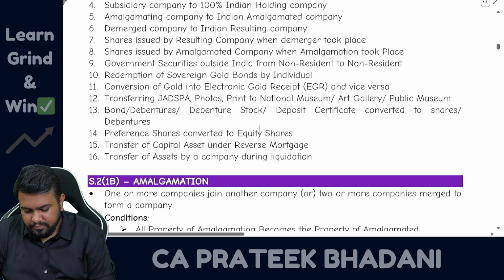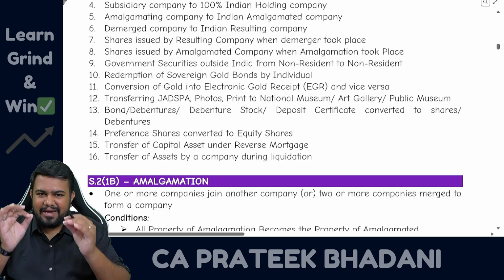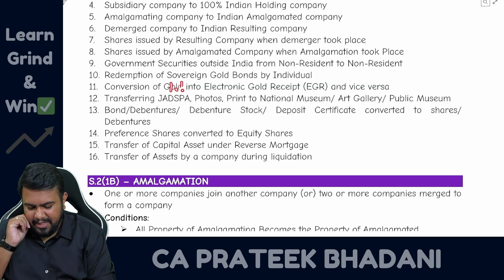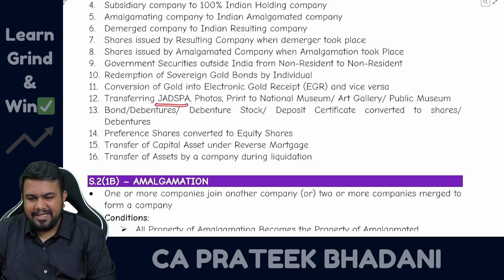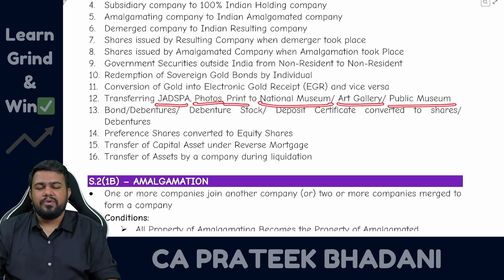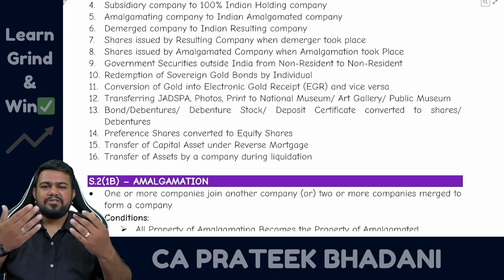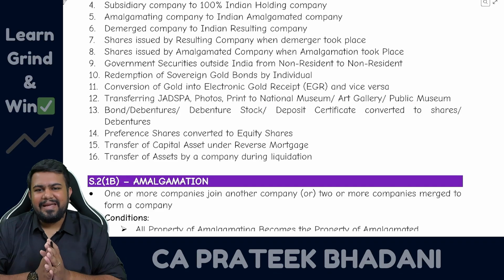Next one: transferring JADSPA. What is JADSPA? Jewelry, archaeological collection, drawing, sculpture, painting, any other work of art. Transferring all these assets to the National Museum, Art Gallery or Public Museum: when you transfer these types of assets there, you need not pay any capital gain.